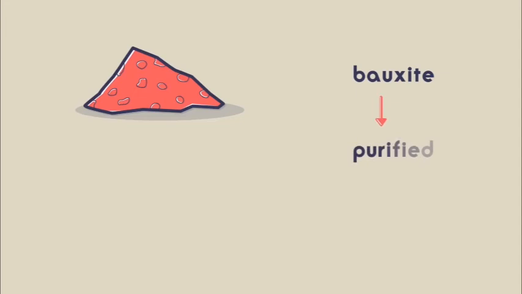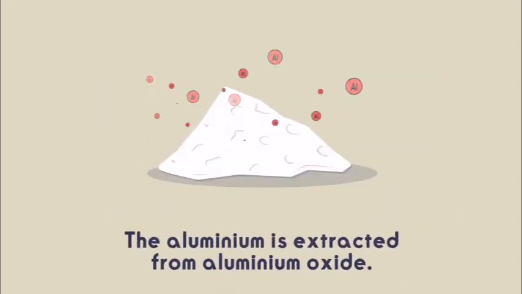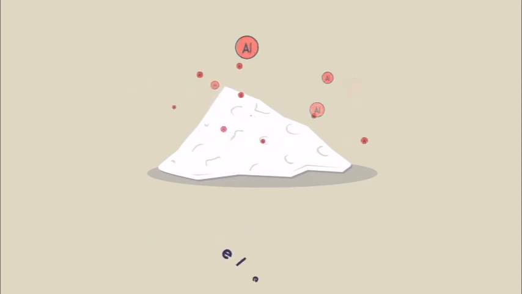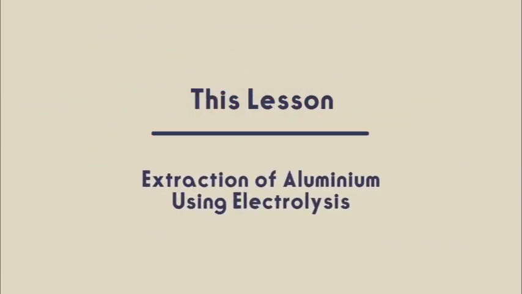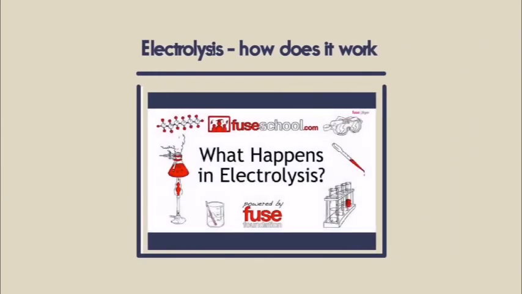Bauxite is purified to yield aluminium oxide, which is a white powder. Aluminium is then extracted from the aluminium oxide. The aluminium is extracted by electrolysis. In this video, we are going to look at how aluminium is extracted using electrolysis. You should already know how electrolysis works. If you have forgotten, watch our video Electrolysis. How does it work, to refresh your memory.